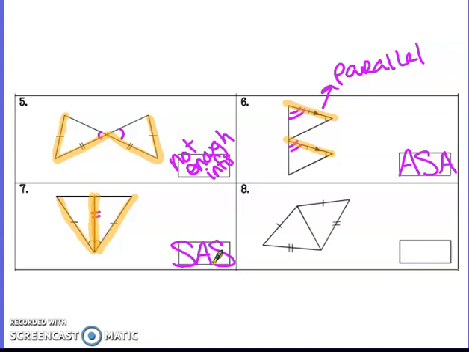Number 8, it goes back to that reflexive property. That middle side is shared. Well, if it's shared, they have to be the same. So in this case, all the sides are congruent. So it is going to be side, side, side.